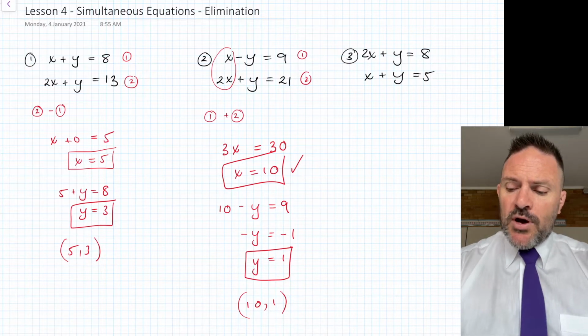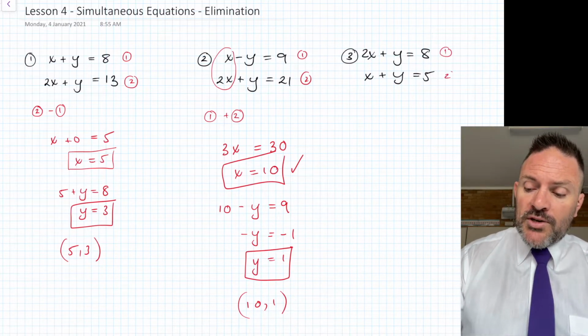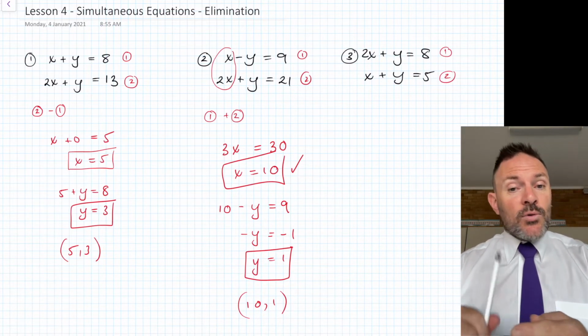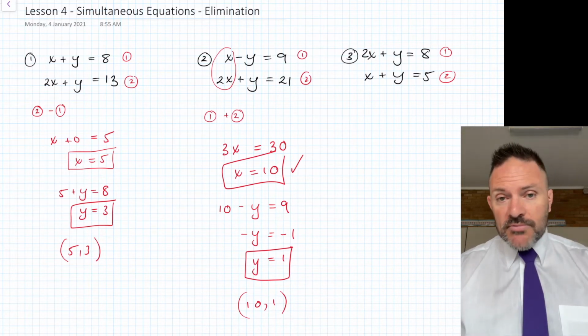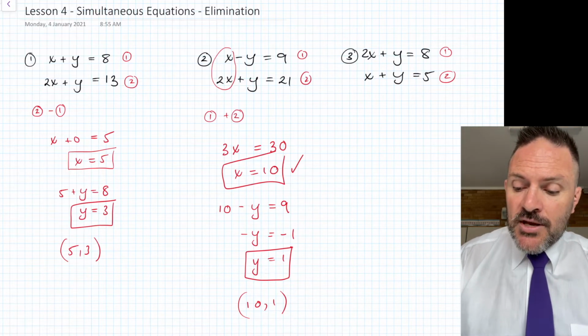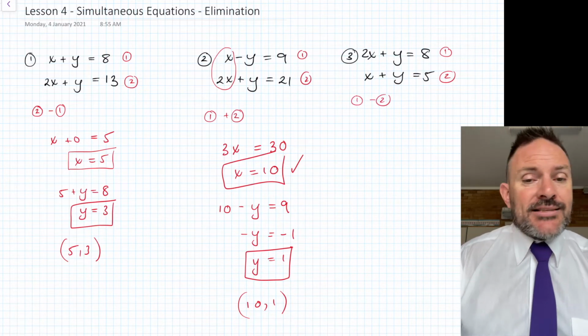We've got 2x plus y equals 8 and x plus y equals 5. Not really much difference, to be honest. You should be able to do this on your own. Let's call this equation 1 and equation 2. Am I going to add or subtract? Well, hopefully you said subtract, because if I add them, I get 3x and 2y. Doesn't eliminate. So we're going to subtract them. We're going to do first equation minus the second equation.